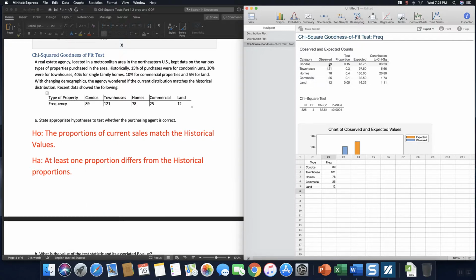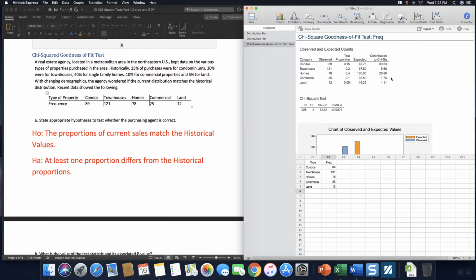So in particular, that tells me that if I had something that was the same size as the number I observed in the sample, which is 325, so that's the total of adding all of these together, and took that times 0.15, I would get 48.75. So we expect to have 48.75 condos being sold based on historical values. Clearly those are different. Remember in class we did observed minus expected, squared it, and then divided by expected.